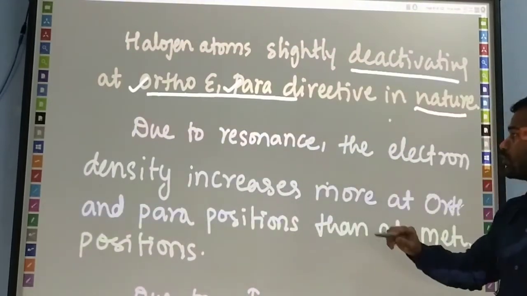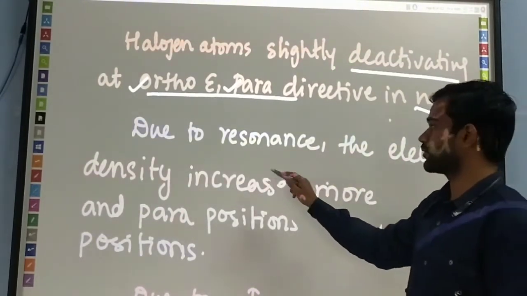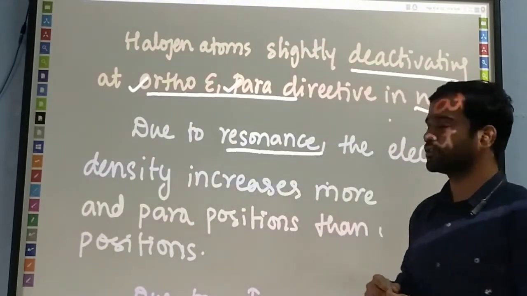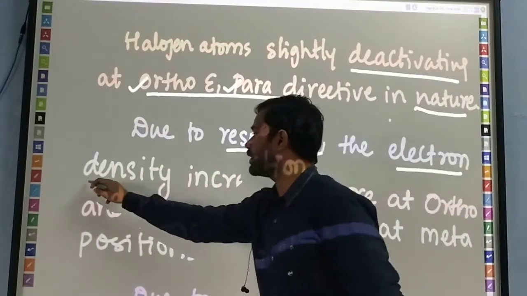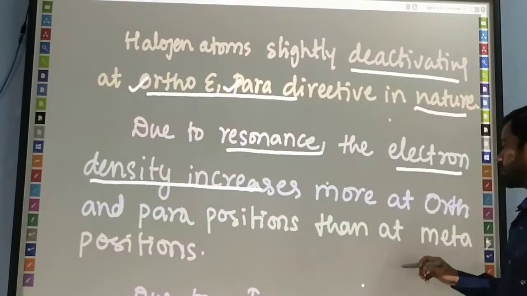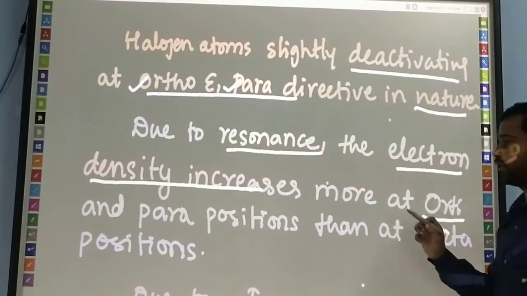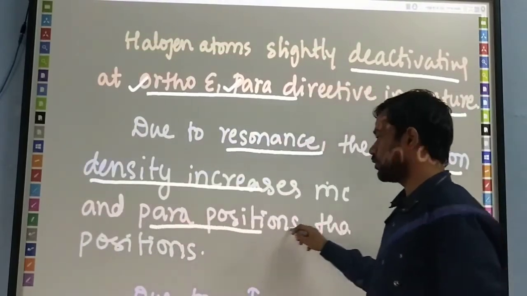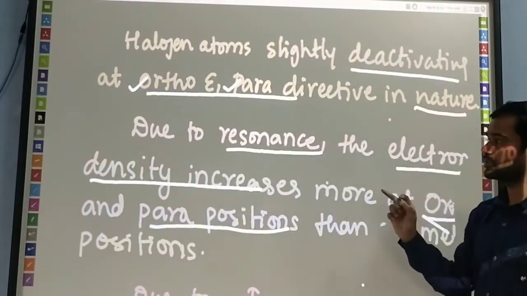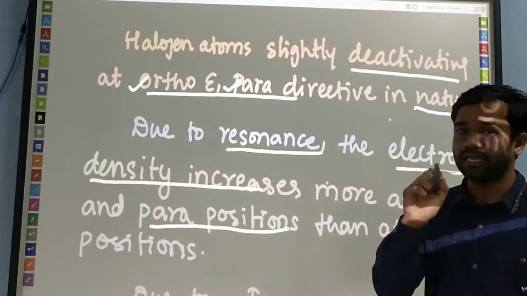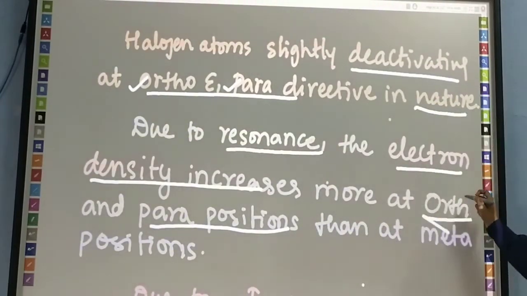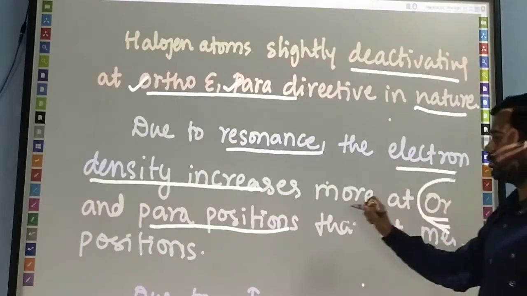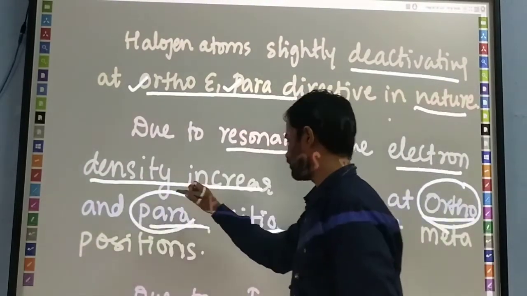This is due to the resonance of the electron density. Due to the presence of resonance in the benzene ring, the electron density increases. The electron density increases more at the ortho position and the para position. Now, what is the reason for that? Because the electron density is increased more at either the ortho position or the para position.